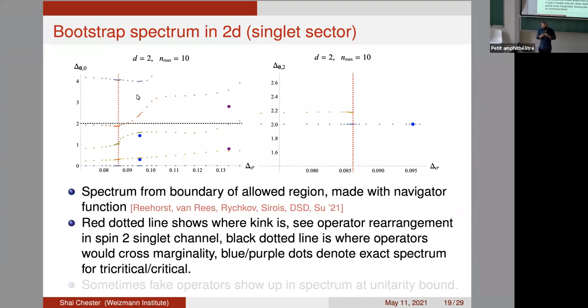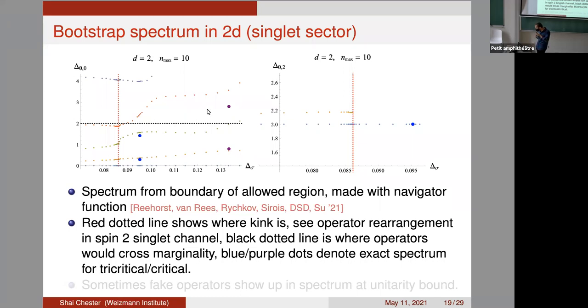The way these spectra work is that the higher the operator, you don't have a huge amount of precision. I would probably only trust maybe the lowest couple of operators in the spectrum plot, although the hope is that as we go to higher precision, you'll be able to trust more and more of them. The plot on the right is the same spectrum, but I'm looking at the spin 2 operators instead of the spin 0 operators, and I zoomed in a little bit more. The plot on the right looks just about the tricritical value, while the plot on the left was showing a larger range.